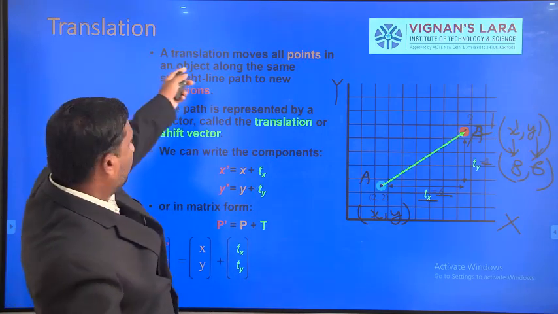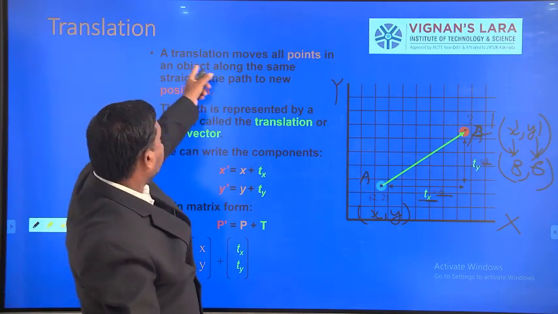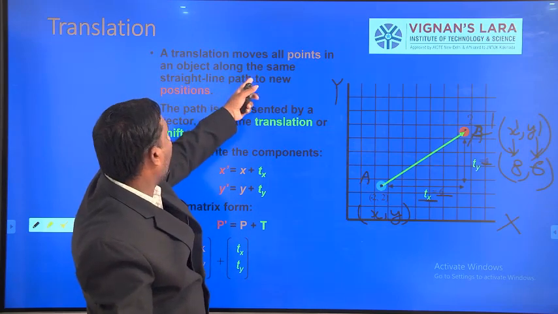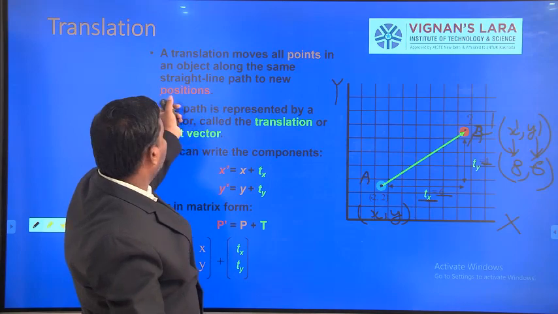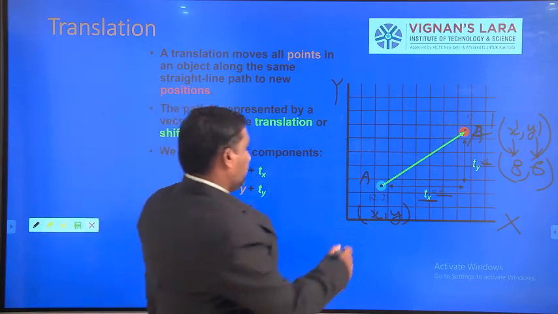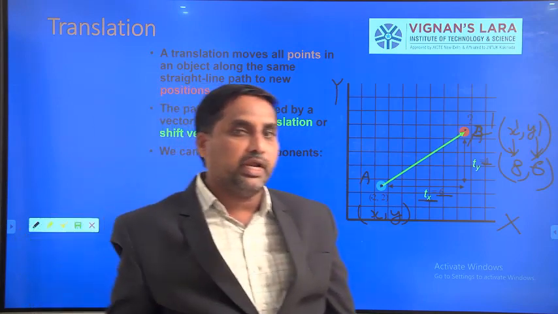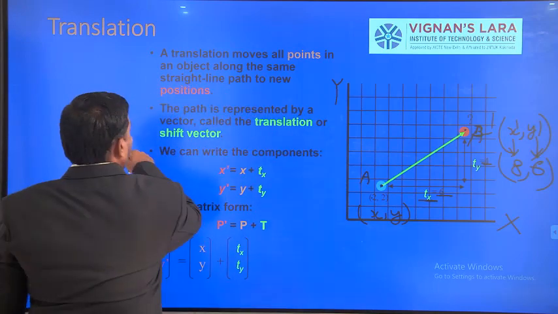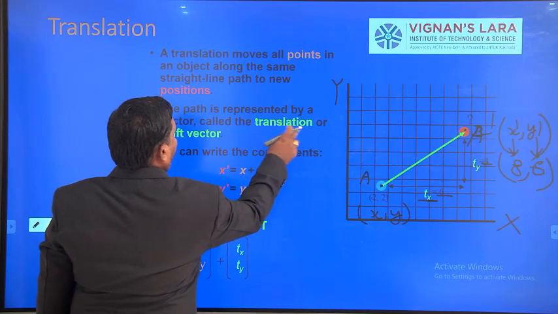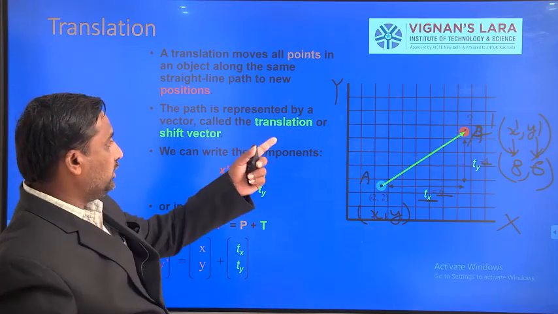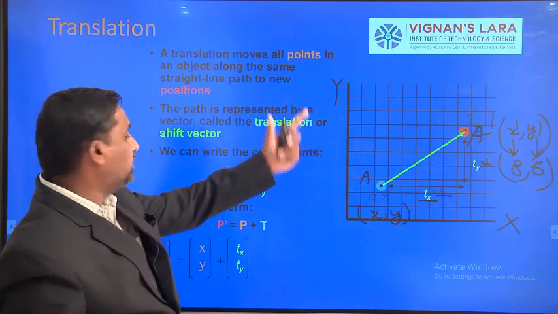Let us read out these sentences. A translation operation moves all points of an object along the same straight line path to new positions. So translation means we have to maintain the straight line path. Next, the path is represented by a vector called the translation or shift vector. That path has magnitude and direction, hence it is a vector.